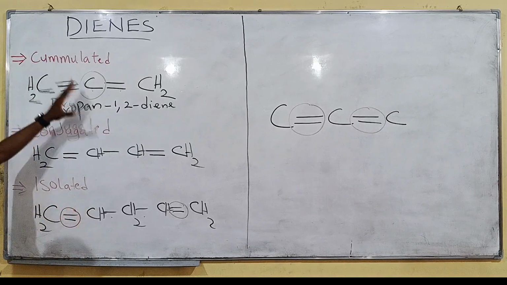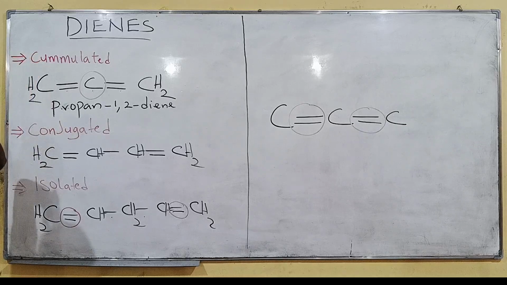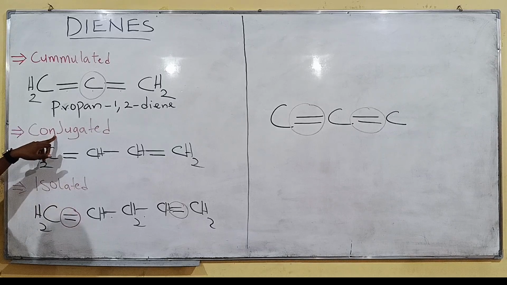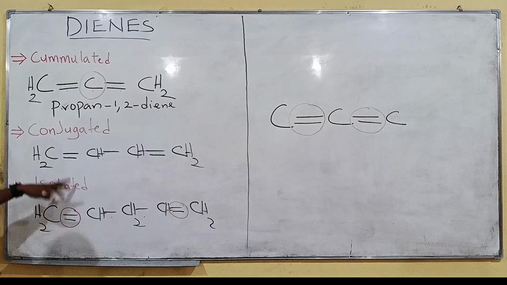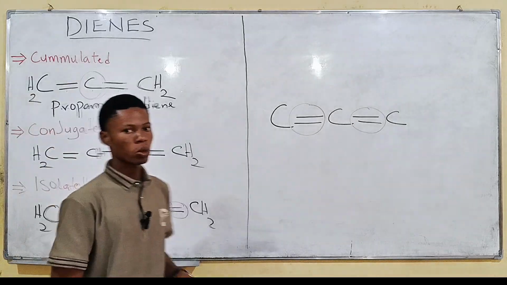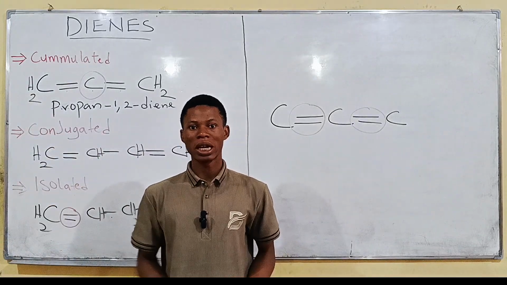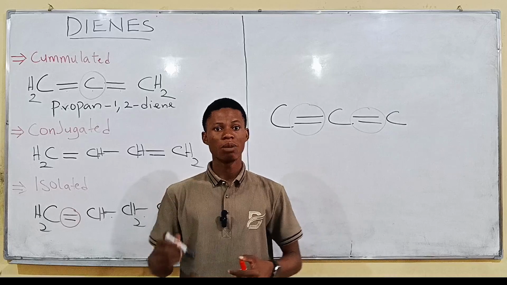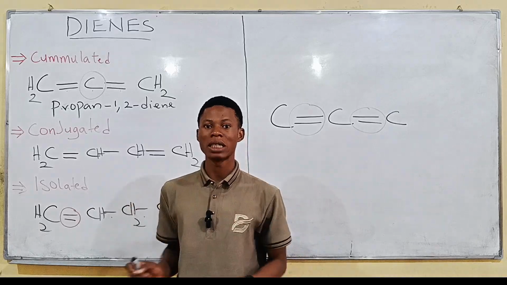Now basically these are the 3 classes of dienes. But the most stable among all is conjugated diene, next is isolated, and the least stable is cumulated diene. Alright, the next thing we're going to look at is how to name dienes, because it's very, very important. How do we name dienes? That's the next thing.